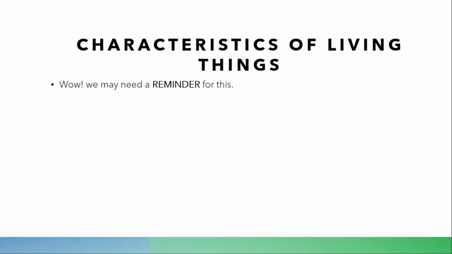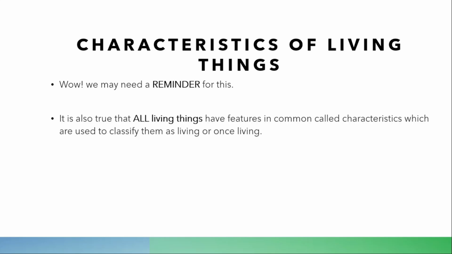Now let's look at the things that are needed for anything to be considered a living thing. Wow, we may need a reminder of this. Now, it is also true that all living things have features in common, and these features we refer to as the characteristics, which are used to classify them as living or once living. One might ask, why once living?